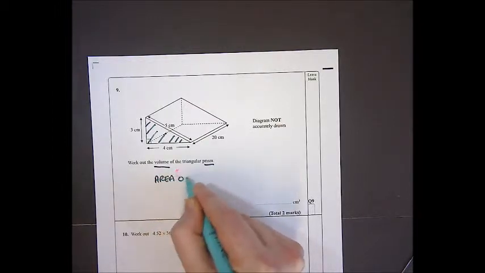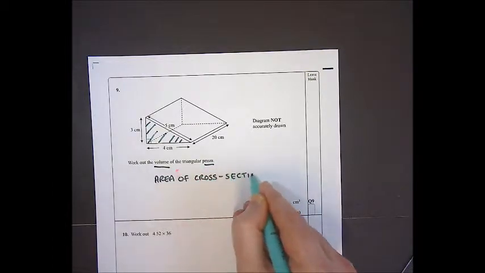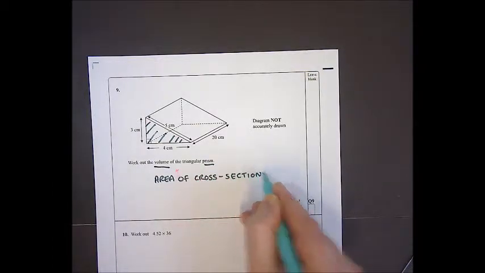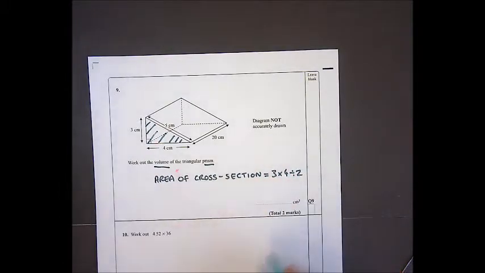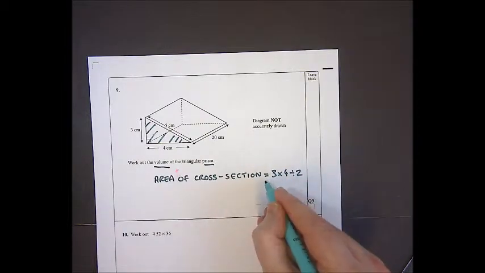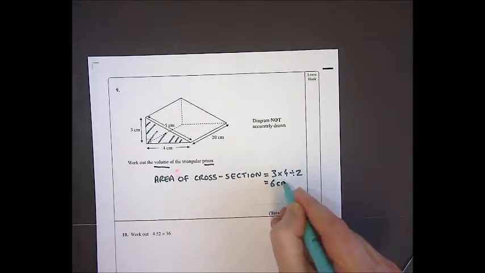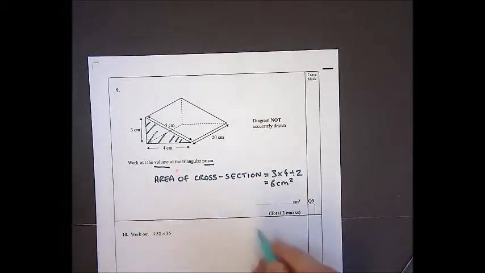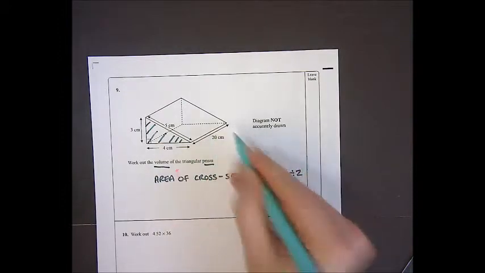So I'm going to say the area of cross section equals 3 times 4 divided by 2. Remember, it's the area of a triangle, so don't forget to half. 3 times 4 is 12, divided by 2 is 6 square centimetres. Now all we do is multiply by this length here, 20 centimetres.